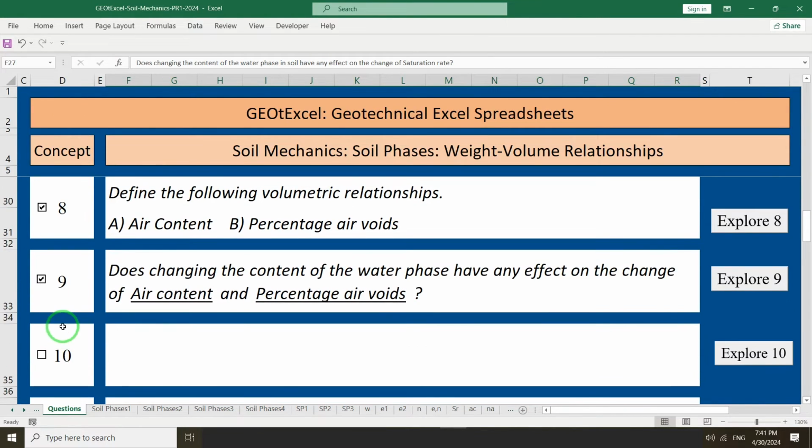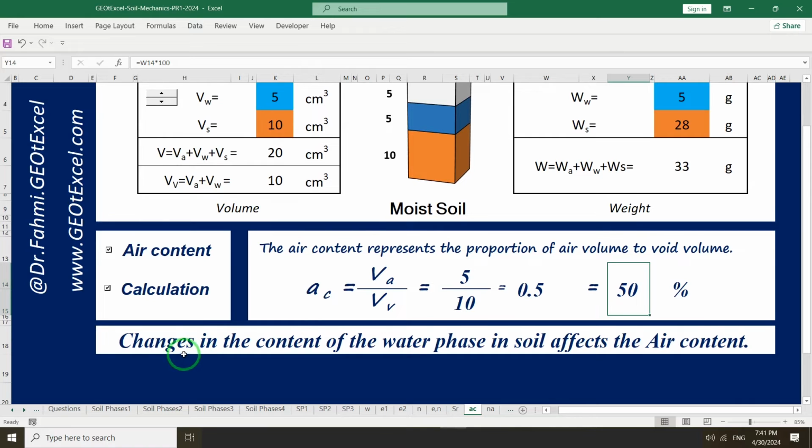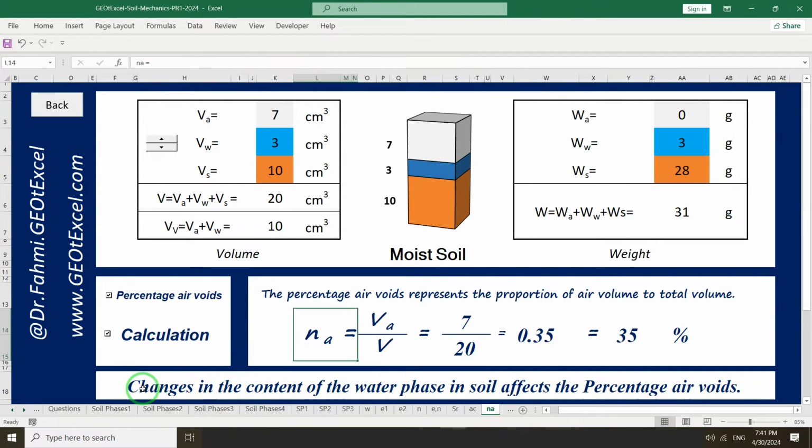Concept 9. Does changing the content of the water phase have any effect on the change of air content and percentage air voids? Explore 9. Yes. Change in the content of the water phase in soil affects the air content. And similarly, change in the content of the water phase in soil affects the percentage air voids.